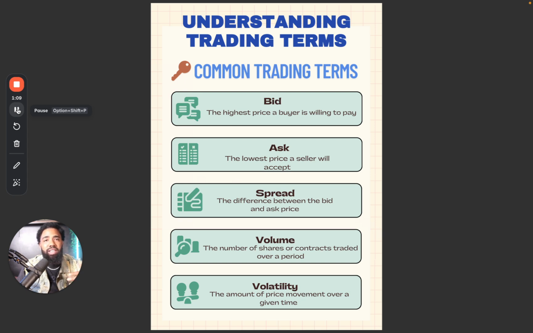So I want you to understand the spread is basically if the bid price was $100 and the asking price was $99, the spread will only be $1. Make sense? It will only be $1.